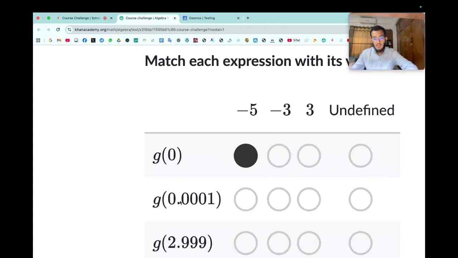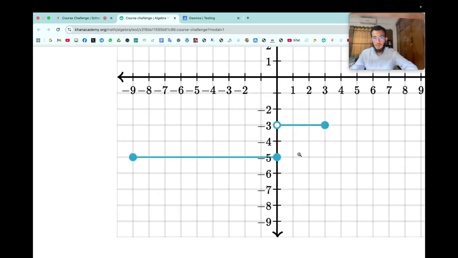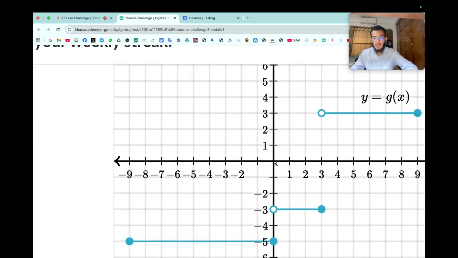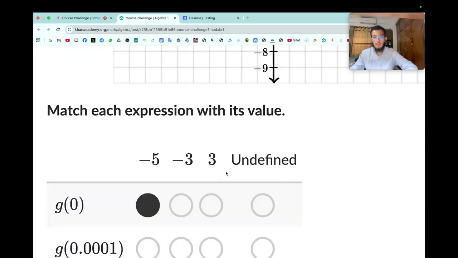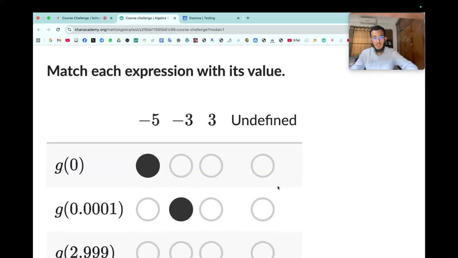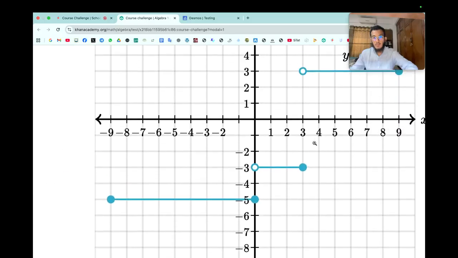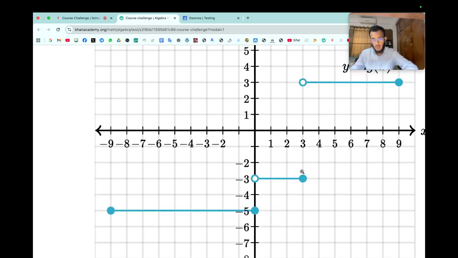For slightly on the positive side of 0, we would have -3. Okay, -3. And slightly on the negative side, on the left side of 3, we have, again, -3.